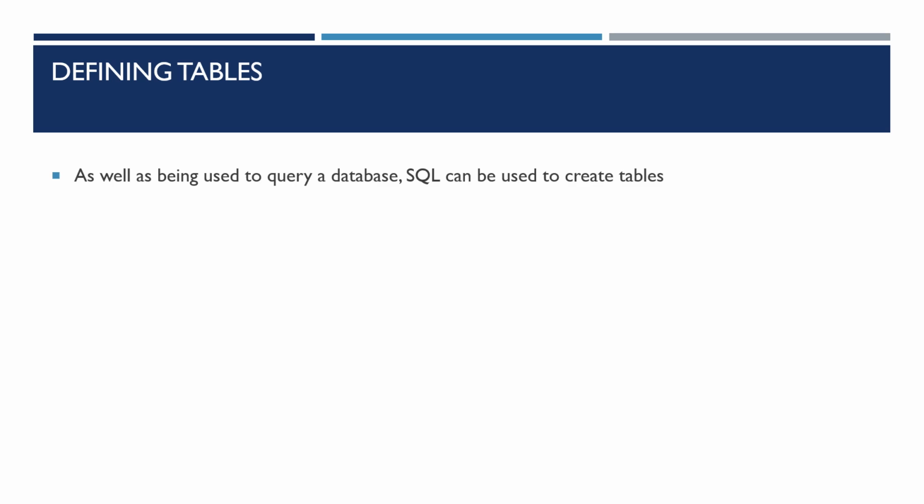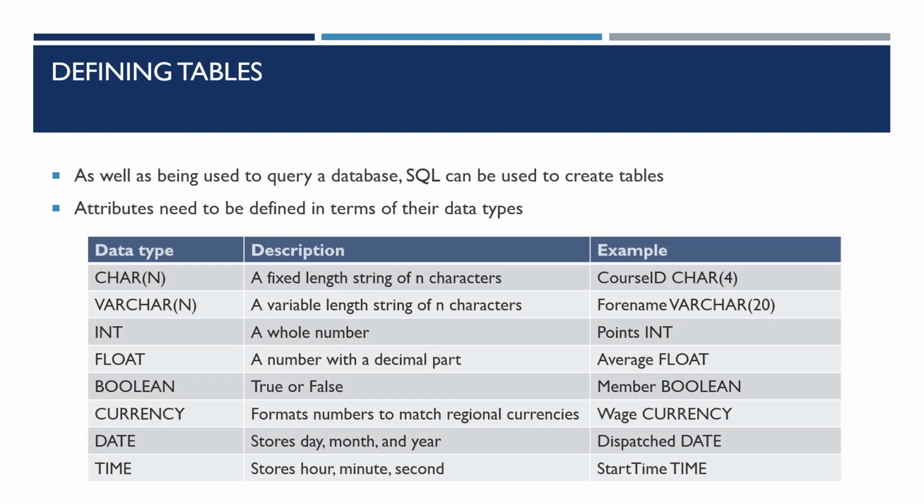As well as being used to query a database, SQL can be used to create tables. Attributes in table definitions need to be defined in terms of their data types. In this table, you can see the available data types. Char n is for a fixed length string of n characters. When you call it, for instance, to implement course ID as we see here, we say char 4, meaning it will be a fixed length string always of 4 characters.